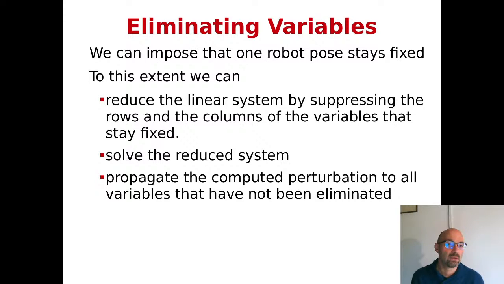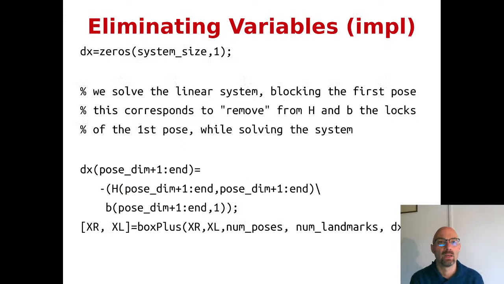After we do this, of course, we obtain a perturbation vector that will not include the perturbation for the variables that we have suppressed, but we are smart and we apply the perturbation only to the variables that actually are active in the system.